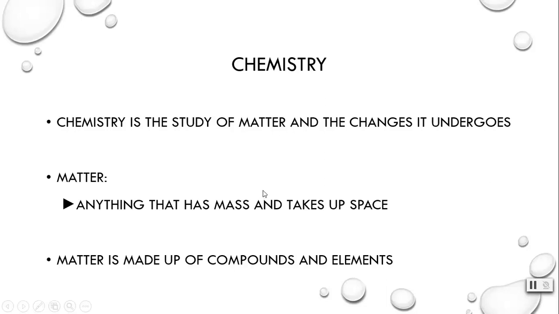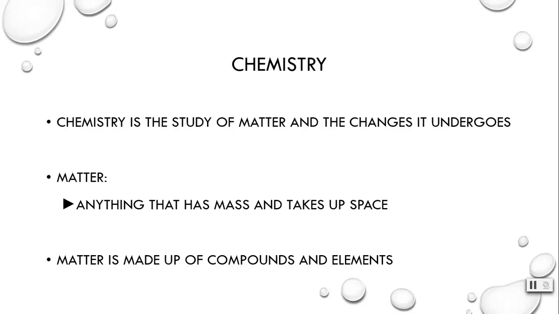We can define that a little more by saying that matter is anything that has mass, has weight. You're going to do a lab on weights later on in the semester. Matter is anything that has mass and takes up space. And if we were to even further classify things that are matter, we could say that matter is made up of two components, or two categories.